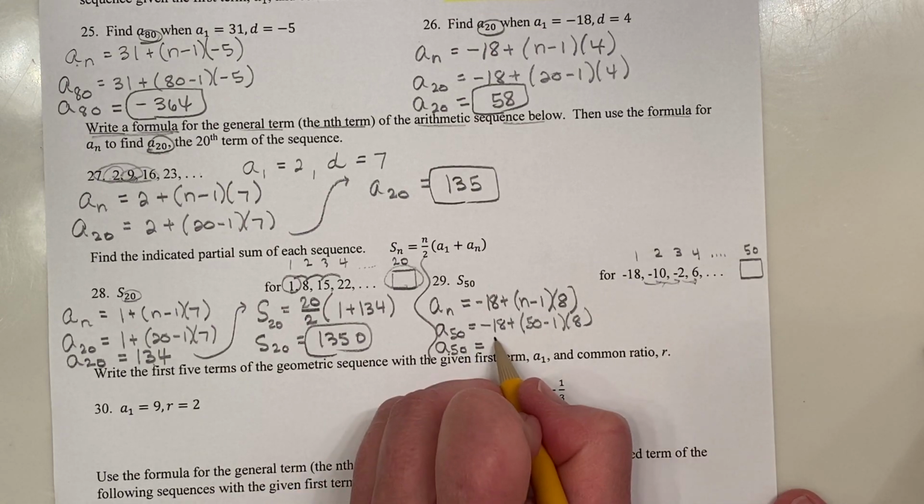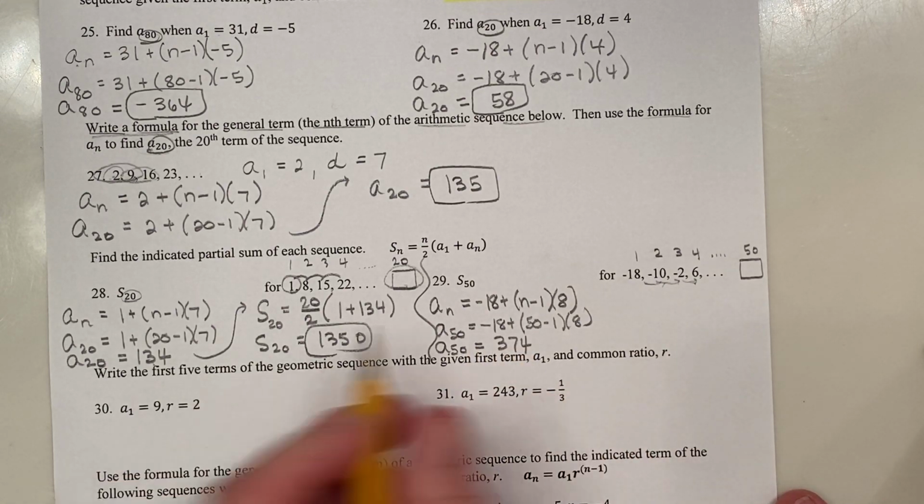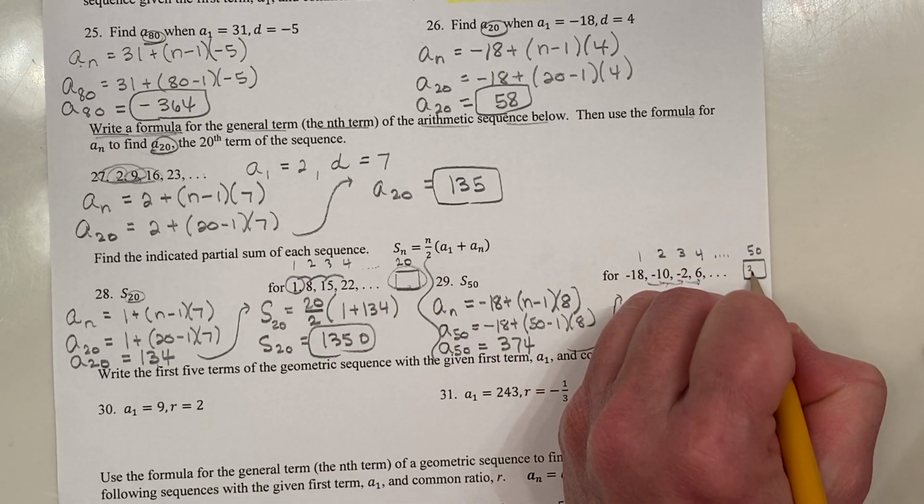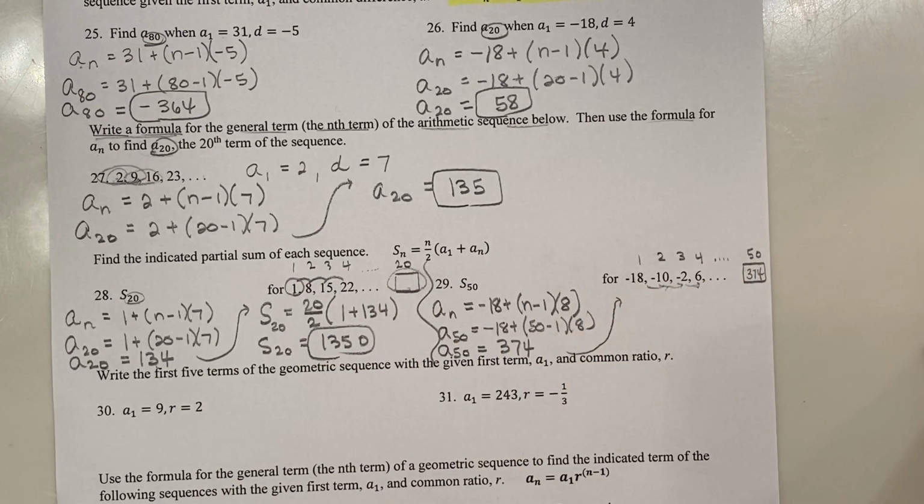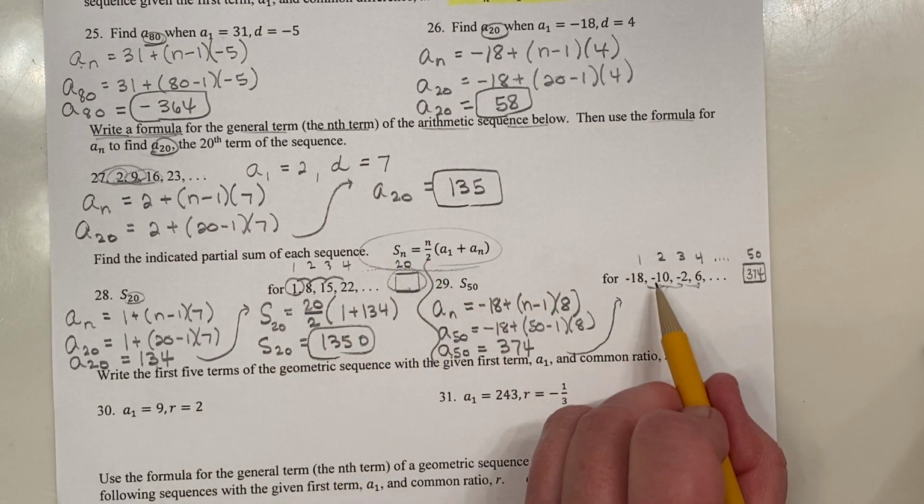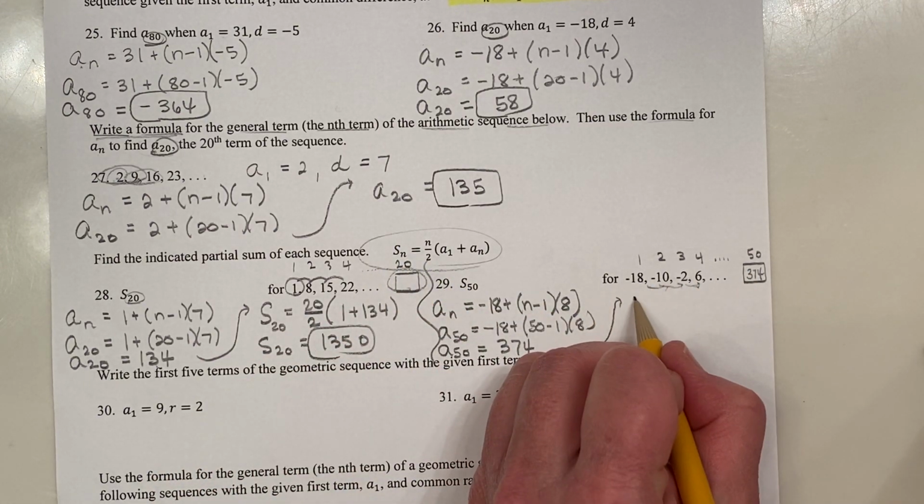And I got 374. That's not the answer to this problem. It's just that 374 is right here in that position. So now I'm going to go to this formula and find the sum of all these numbers.